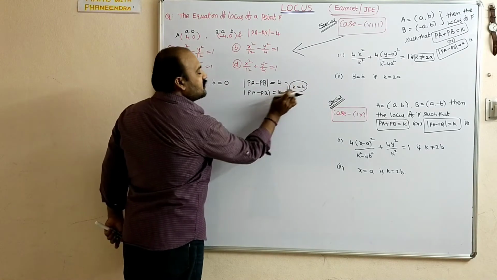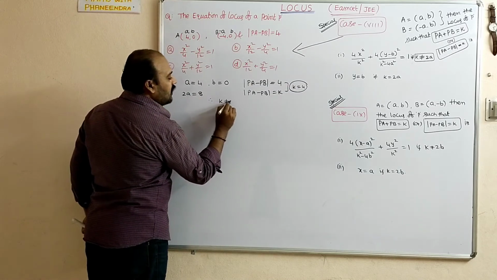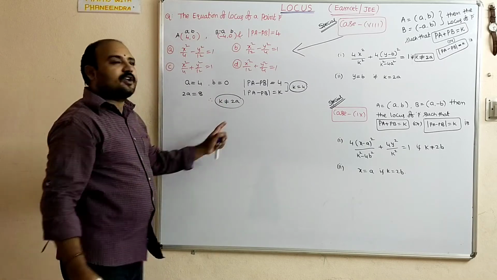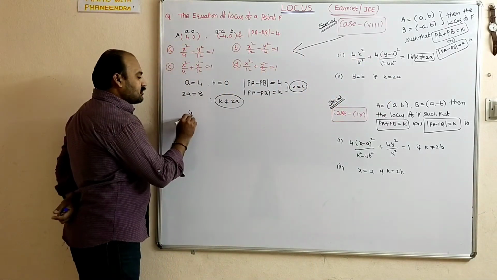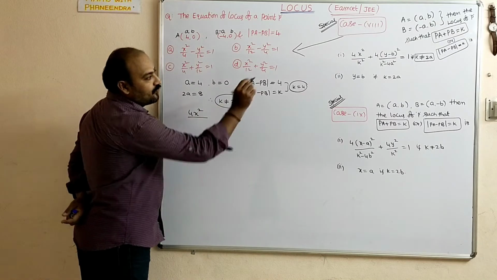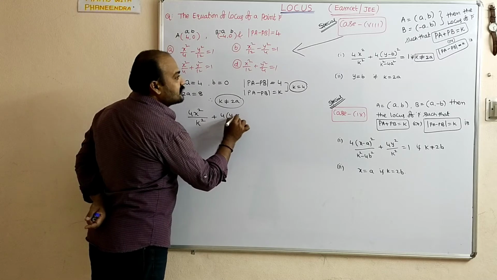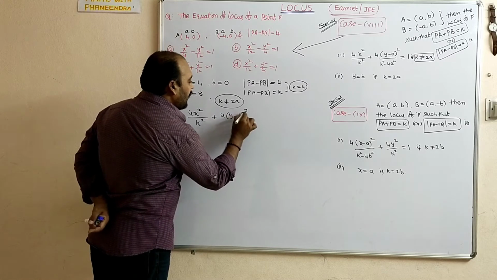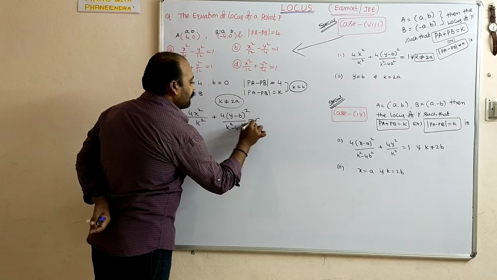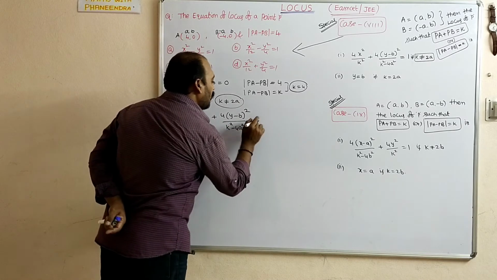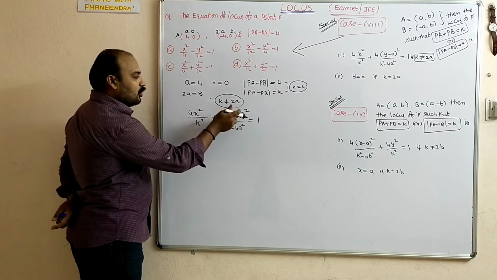By observing, the K value is 4 here and the 2A value is 8. Therefore, K should not be equal to 2A. Whenever K is not equal to 2A, the required locus becomes 4x²/K² + 4(y - b)²/(K² - 4a²) = 1. So now the K value, A value, everything we know, B value also.